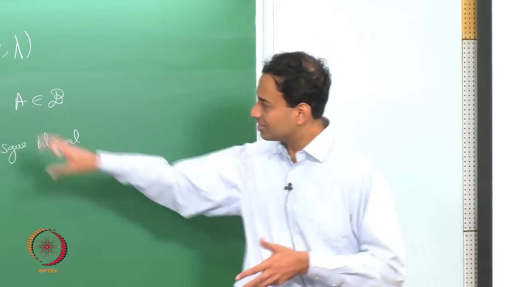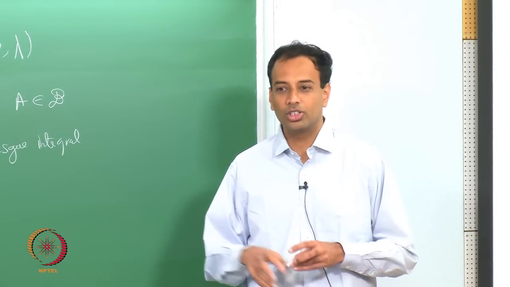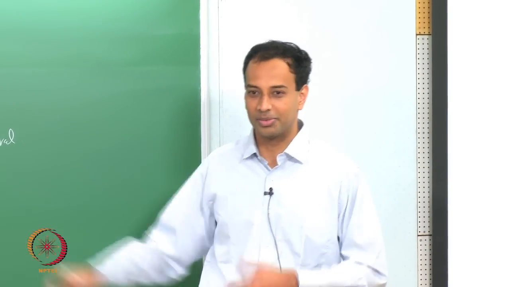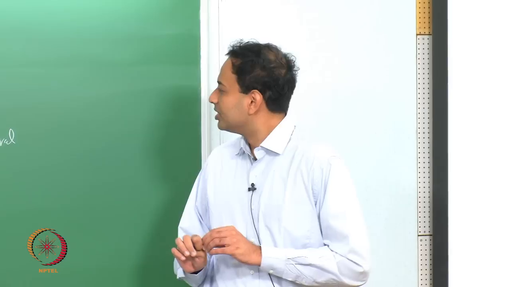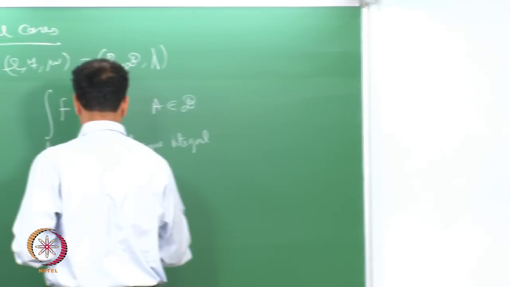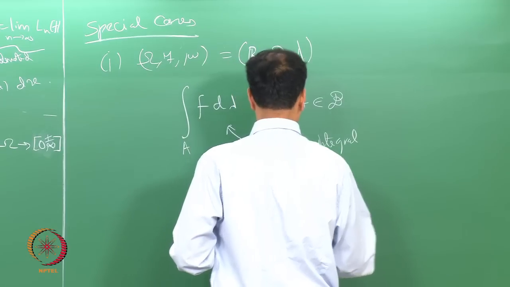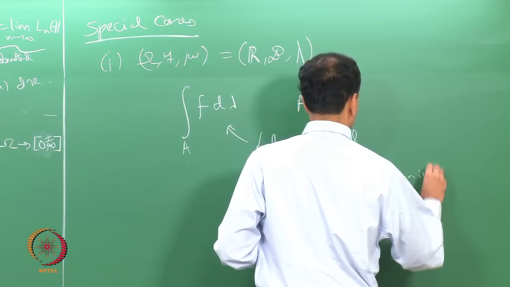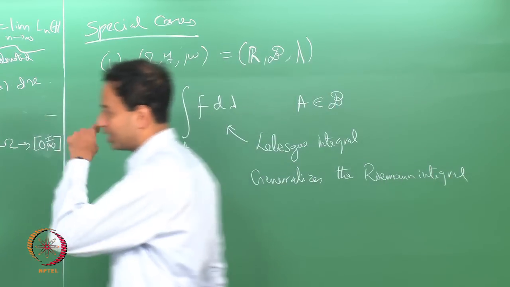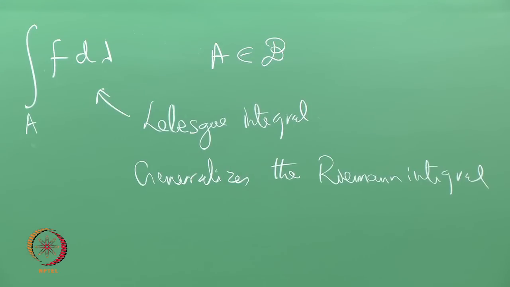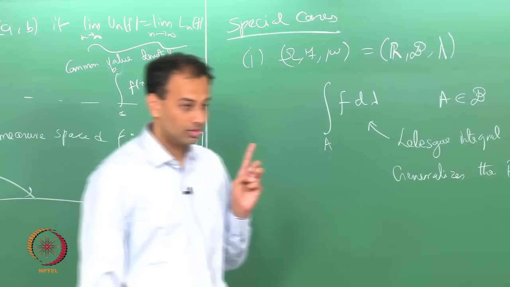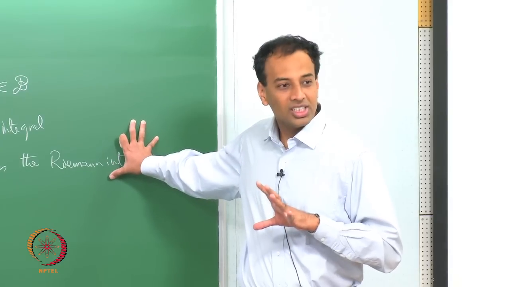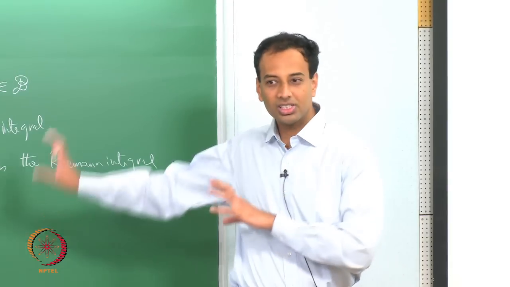So in that sense, this is a strictly more general notion of an integral of a function from R to R. I have not told you what it is, of course, but I am just building up towards what it is. So the Lebesgue integral generalizes the Riemann integral in the sense that it may exist even when the Riemann integral may not exist, but when the Riemann integral exists, the Lebesgue integral always exists and the values will be equal. In some sense, once I've told you what this is, you can totally forget about Riemann integration because this is strictly more general.